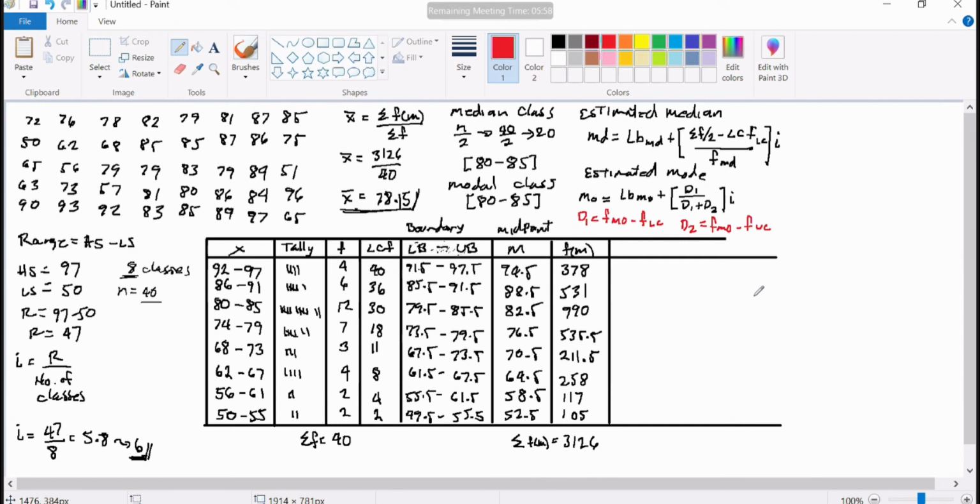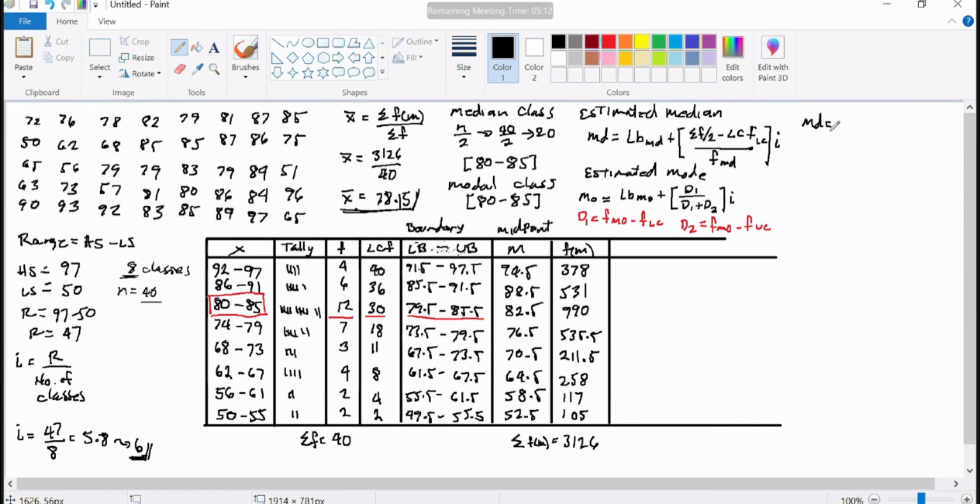Okay, let's calculate. So go through the data. Estimated median, that will now be median, MD, is equal to lower boundary of the median class. Take note of our median class. Our median class is 80 to 85 here. This is the data set that we are going to be looking at. So it will be here, along this line.